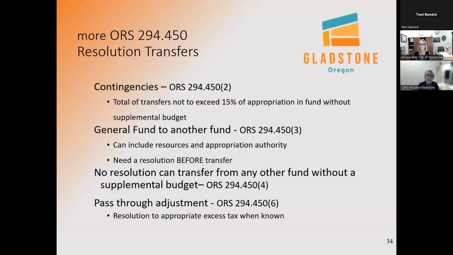Then we will have contingencies also. Total of transfers that are not to exceed 15% of appropriation in the fund without a supplemental budget. If you transfer from the general fund to another fund, that can include resources and appropriation authority. We need a resolution though before we do the actual transfer. No resolution can transfer from any other fund without a supplemental budget. We could not go from water over to general fund without doing the supplemental. Pass-through adjustments, that's where a resolution to appropriate excess tax when known.